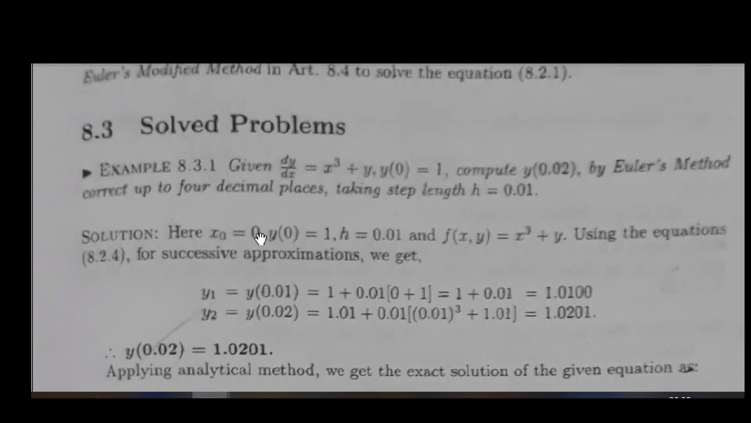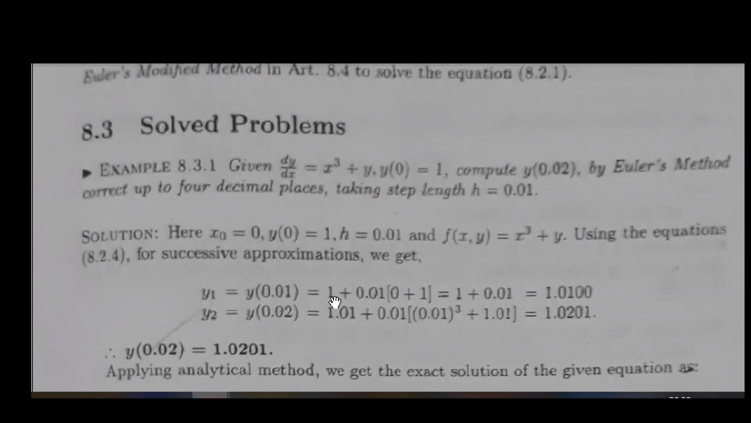Okay, so x0 is 0, y0 is 1, these are all the information given, and what is my f of x, y? This is the f of x, y. Then y1, where h is 0.01 and x0 is 0, so your y1 is y at the point x1. What is my x1? x1 is 0 plus 0.01. So y1 is nothing but y at the point 0.01, so you just use the formula.